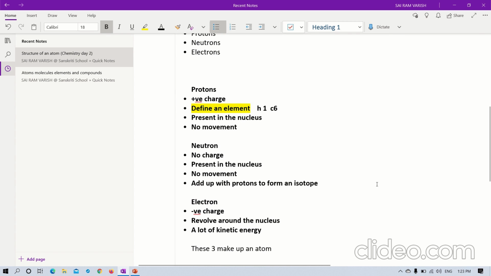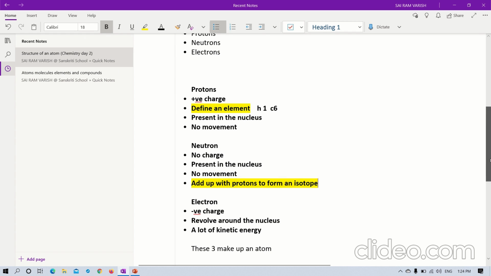Neutron is a no charged particle. So it basically doesn't have any charge and it's present in the nucleus with no movement. And here is something interesting about the neutron. They add up with protons to form an isotope. Now, what is an isotope and how do they add up with these protons?